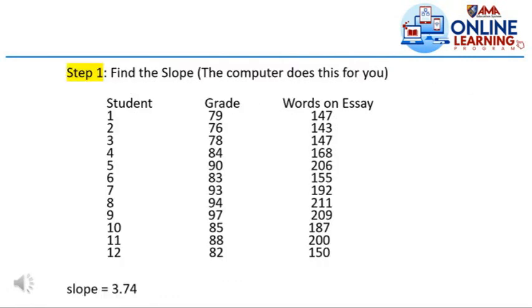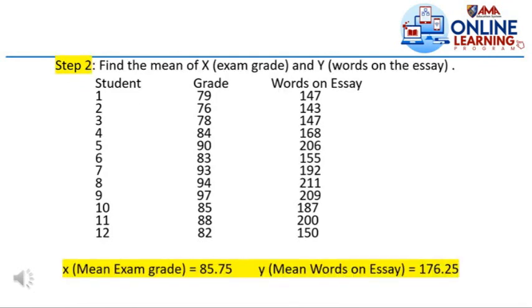Then, using a computer, we usually use Excel. The slope is 3.74. Then, x, or the exam grade, is equal to 85.75, and y, or the words in essay, is 176.25.